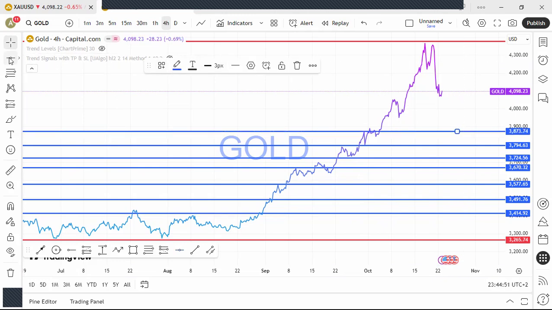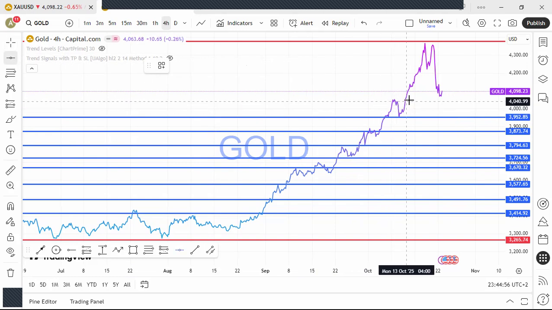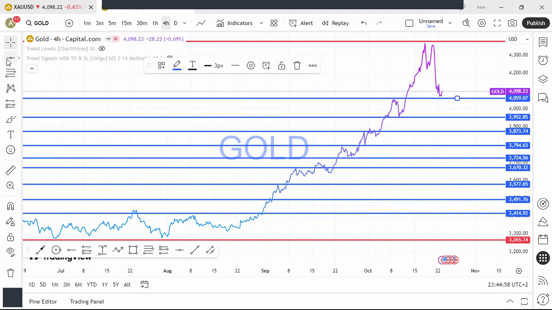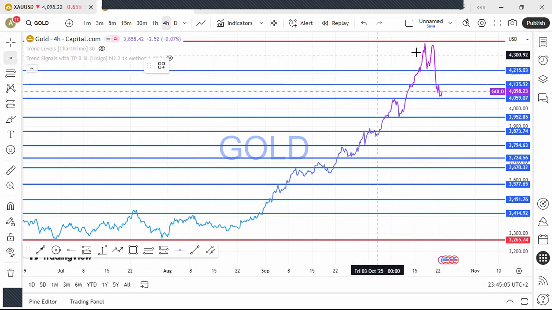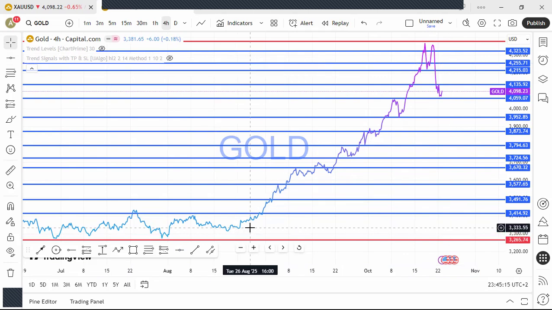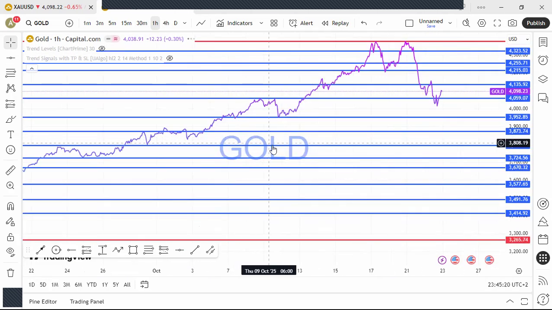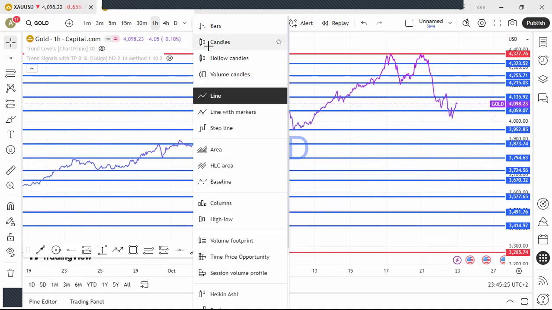So why are we switching to a line chart? So we can see our zones in a more proper way. As you can see, guys, we have all our zones locked in. What we will be doing now is switching to our 1 hour time frame. On the 1 hour time frame, we now switch to a candlestick chart.